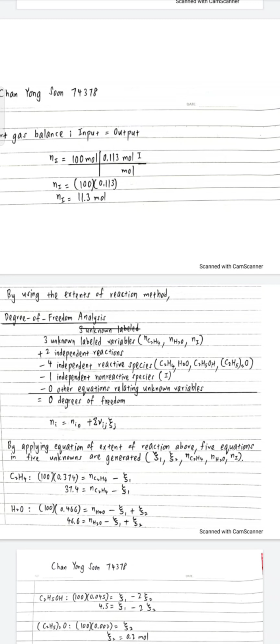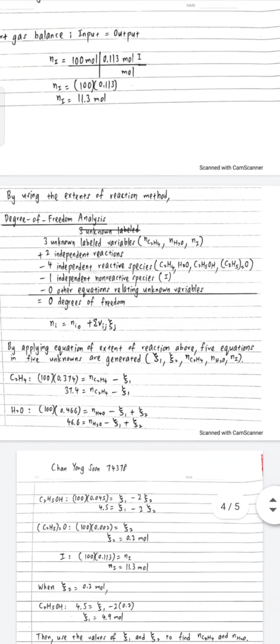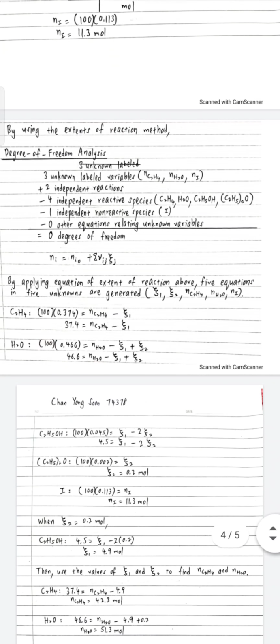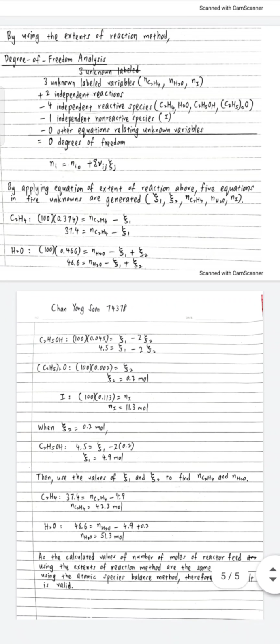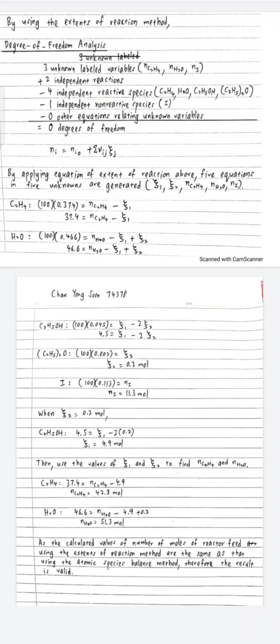As shown here, the calculated value of the extent of the reaction for balanced chemical reaction 1 is 4.9 mole, while that of the extent of reaction for balanced chemical reaction 2 is 0.2 mole. Then, these two values are used to find the number of mole of ethylene and water fed into the reactor. The calculated values of number of mole of ethylene is 42.3 mole, while that of number of mole of water is 51.3 mole. The number of mole of inert gas is also calculated using the equation, and its value is 11.3 mole.